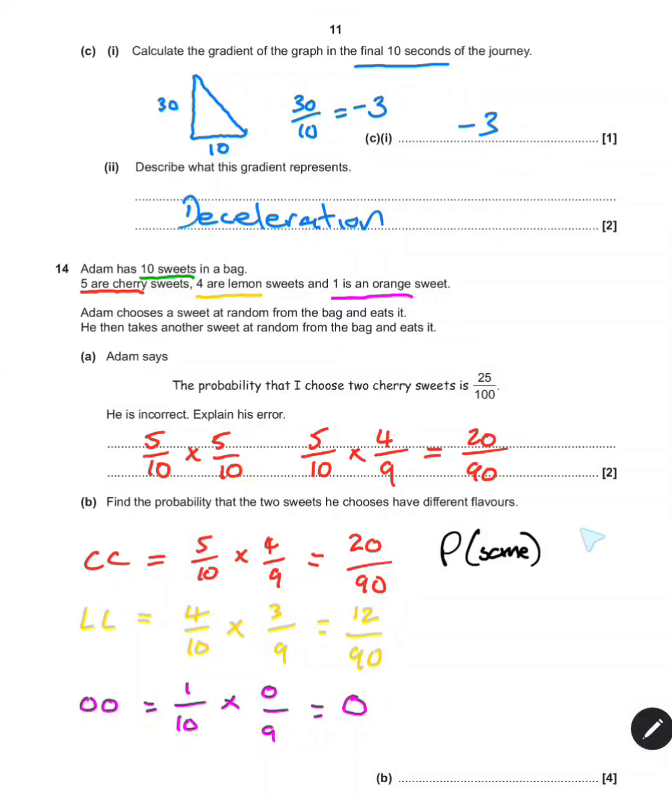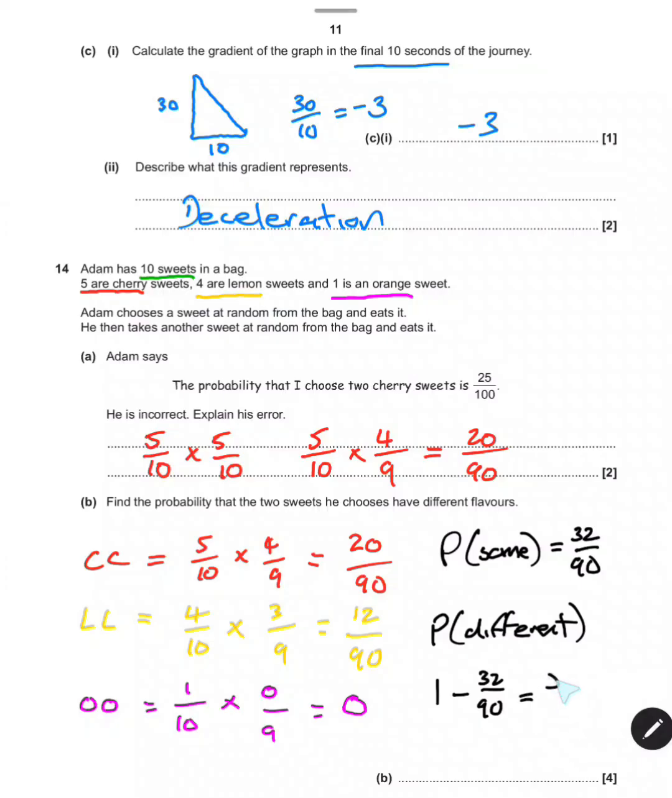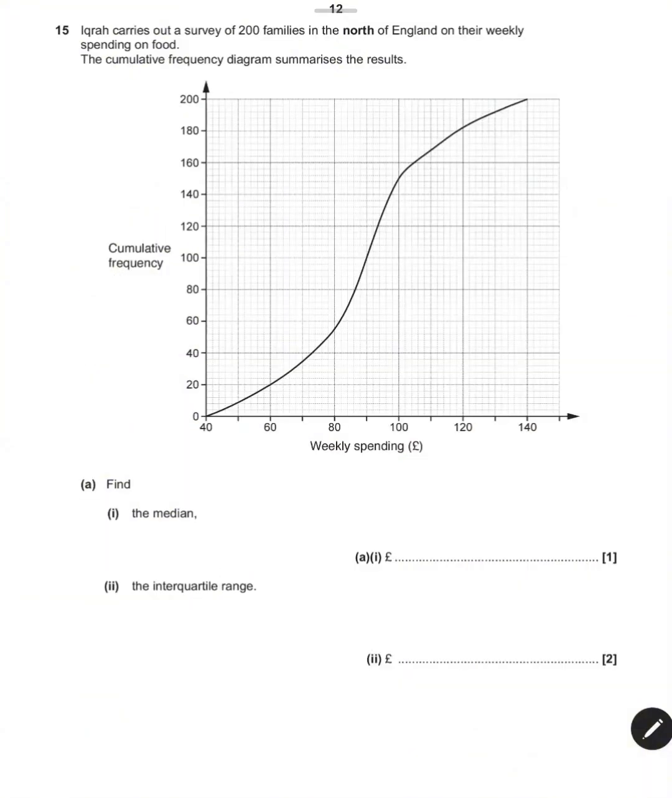20/90ths add 12/90ths is 32/90ths. If that's the probability of same, then the probability of different is everything else. So we need to do 1, take away 32/90ths, and that would just be 58/90ths. Question 15, we've got a survey of 200 families about their weekly spending on food.